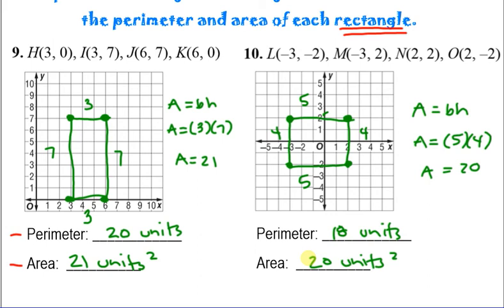All right. If you're not done, go ahead and hit pause. And if you are done, let's talk about it. So you should have gotten something that looks like this with straighter lines. The perimeter was 20 units, but the area was 21 units squared. Over here, you should have gotten another rectangle that was more centered in the coordinate plane. You should have gotten 18 units for the perimeter and 20 units squared for the area.